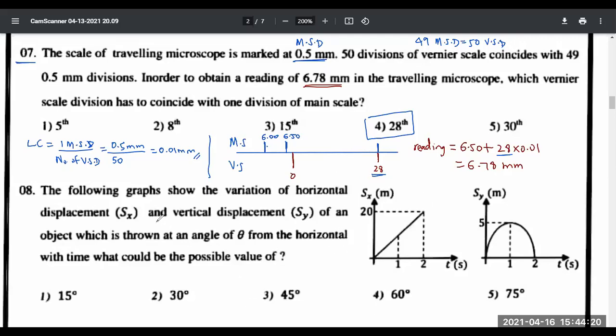Next, let's move on to question number 8. Question number 8 looks like it's a projectile motion, isn't it? Yes, projectile motion. So I might need some more space. Wait a minute.